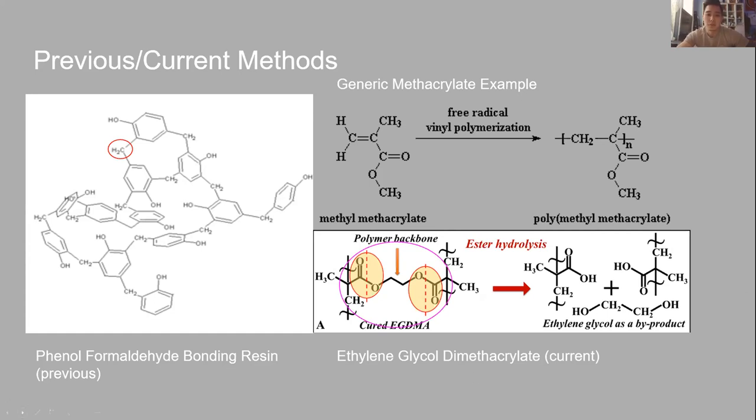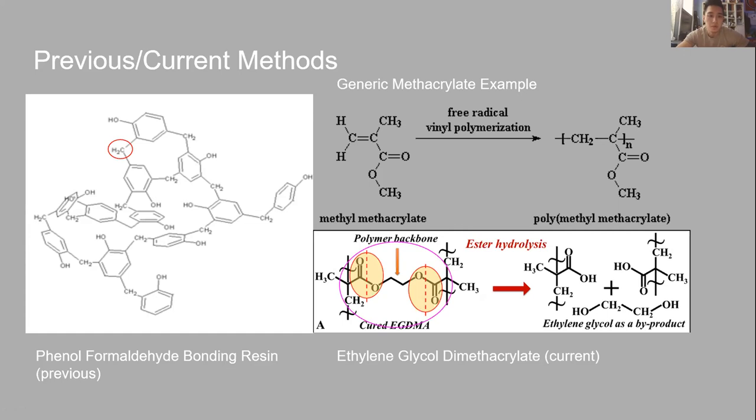As you can see from the diagram on the bottom, over time, the polymer backbone of the ethylene glycol dimethacrylate, where the red arrow is pointing, becomes hydrolyzed and the bonding resin no longer holds. As this hydrolysis happens, ethylene glycol is a byproduct that in sufficient amounts is actually toxic to the body. It can affect our central nervous system, heart, and kidneys. On the right it says ethylene glycol as a byproduct.